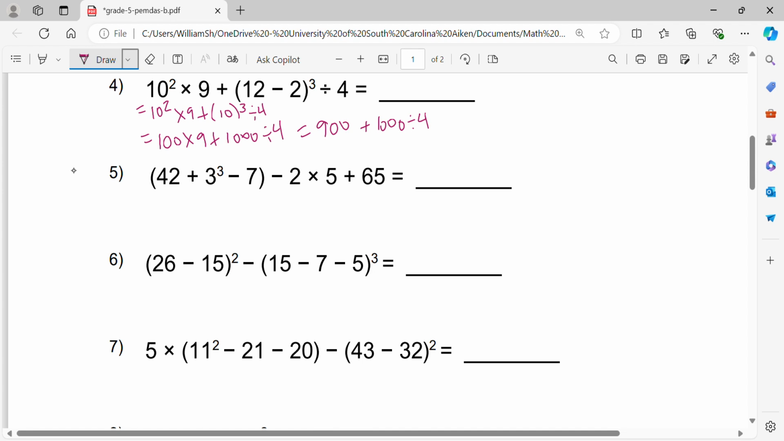Just taking it step by step. 1,000 divided by 4 should be 250. So this gives us 900 minus 250. And 900 minus 250 should be, what, 650? And we're done. Order of operations.